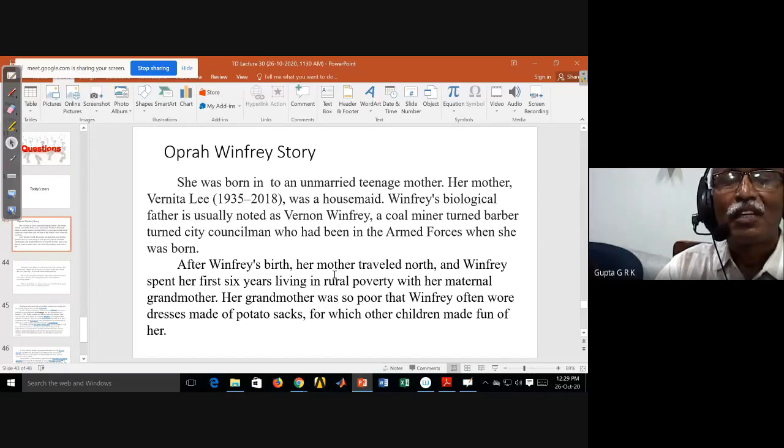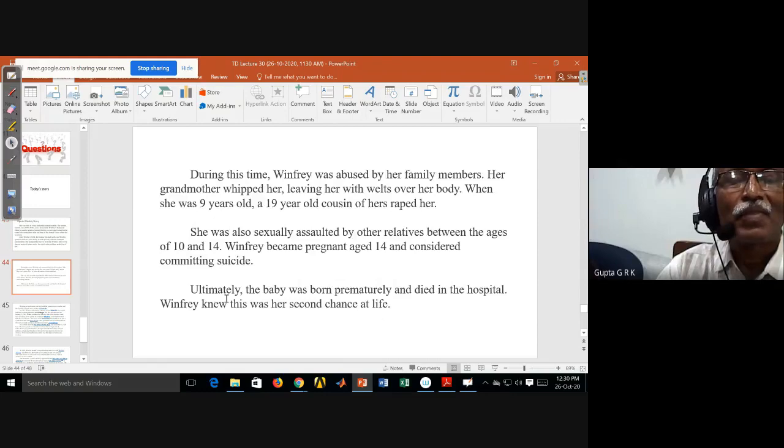After Winfrey's birth, her mother traveled north, and Winfrey spent her first 6 years living in rural poverty with her maternal grandmother. Her grandmother was so poor that Winfrey often wore dresses made of potato sacks, for which other children used to make fun of her. During this time, Winfrey was abused by her family members. Her grandmother whipped her, leaving her with welts over her body. When she was 9 years old, a 19-year-old cousin of hers raped her. She was also sexually assaulted by other relatives between the ages of 10 and 14.